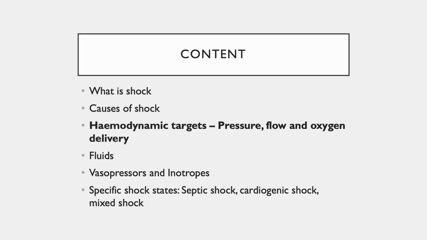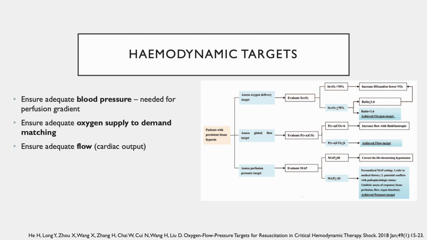So next, after covering the different causes of shock, we'll be looking at important hemodynamic targets, namely pressure, flow, and oxygen. I think we're all familiar with the importance of maintaining a blood pressure in shock states. However, in the next couple of slides, I would also like to highlight the importance of global oxygen delivery as well as flow targets, and these are especially important in patients with complex shock physiology.